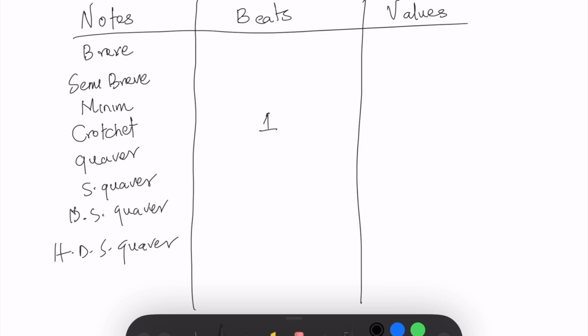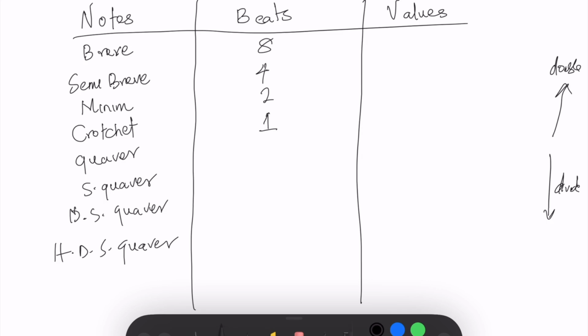If crotchet is one beat, when you go up this way, double the value as you go up. When you go down, divide the value. So minim will be 2 if we double that, and semi-brief will be 4 if we double that, and brief will be 8. So next time you don't need to try to remember what it is. Just remember one and you can know the rest.